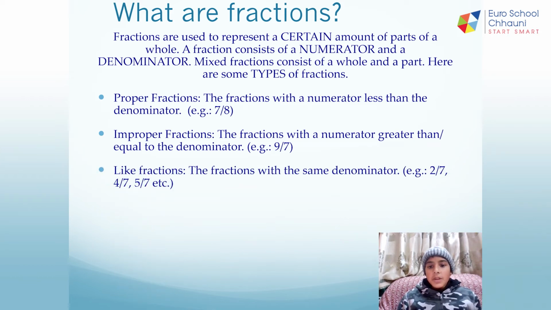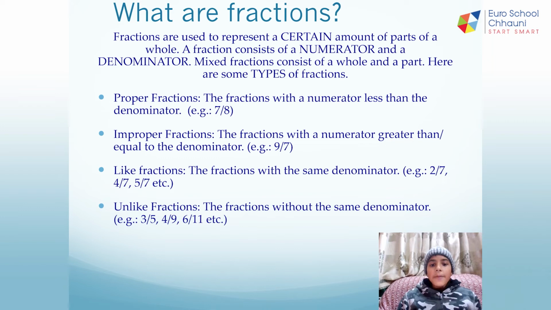Like fractions. The fractions with the same denominator are called like fractions. For example, 2/7, 4/7, 5/7, etc. Unlike fractions. The fractions without the same denominator are called unlike fractions. For example, 3/5, 4/9, 6/11, etc.